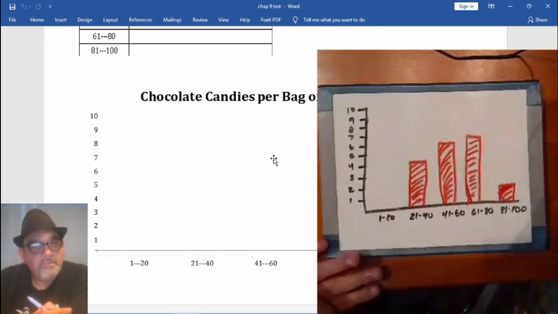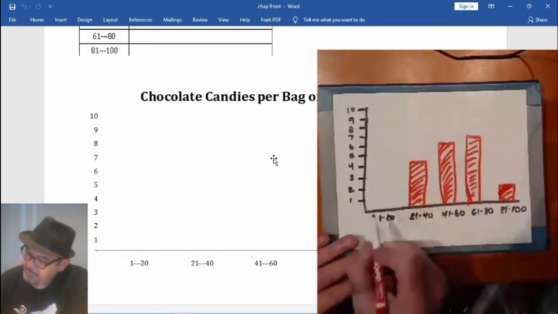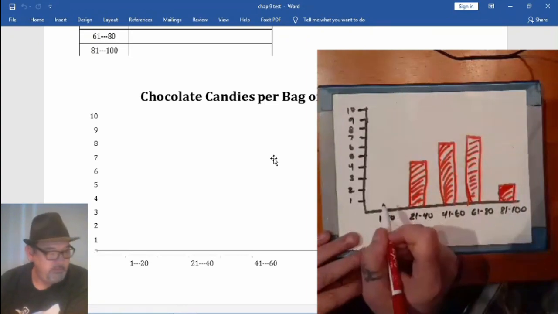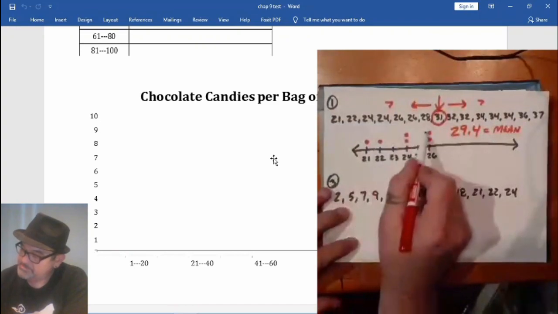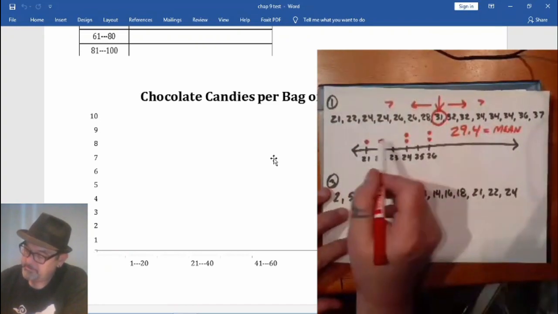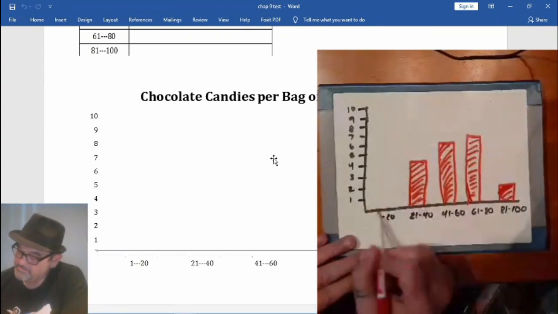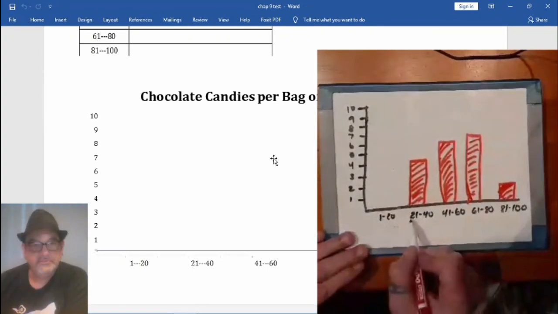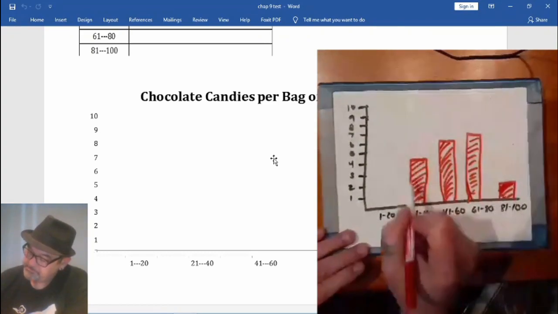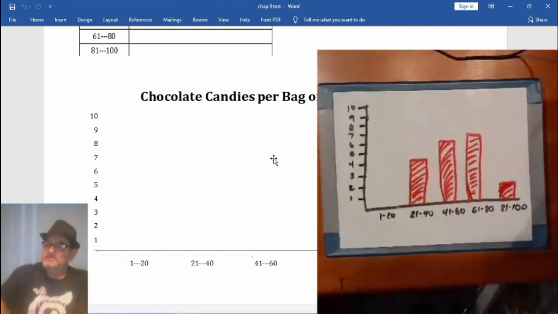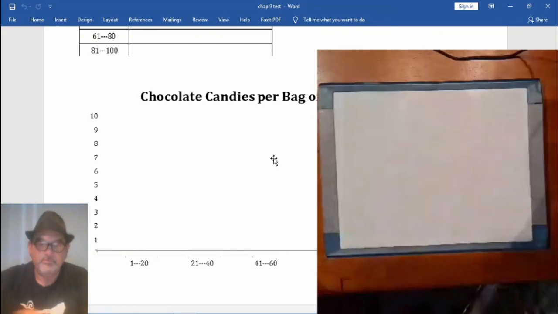So remember, histograms or bar graphs go on intervals, not specific numbers. We're not putting a dot for every data point like we did on the dot plot here. This represents each data point. There's 1 here, 1 there, 2 there, 2 there. We're not doing that with this histogram. We're using intervals. How many were there between 21 and 40? There were 4 of them, so we would draw a bar up to 4 like that. Okay? So, pretty easy. All right, let's move on.